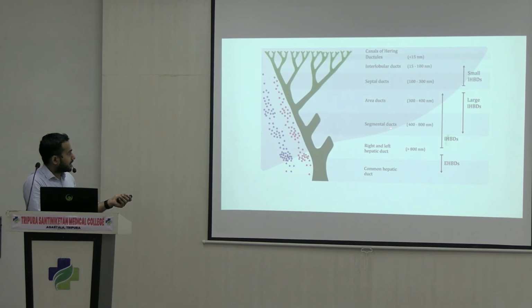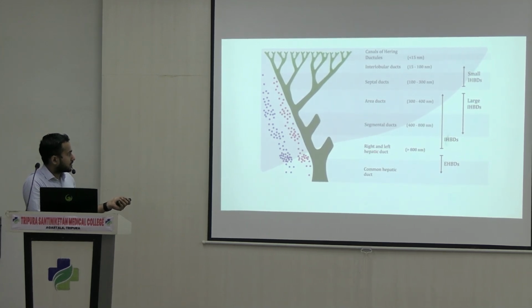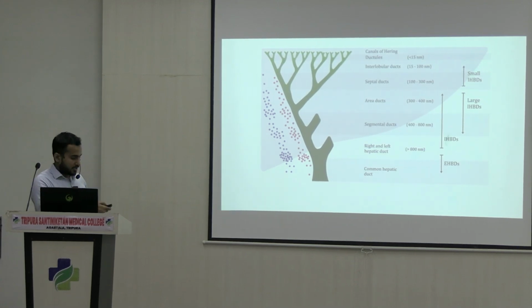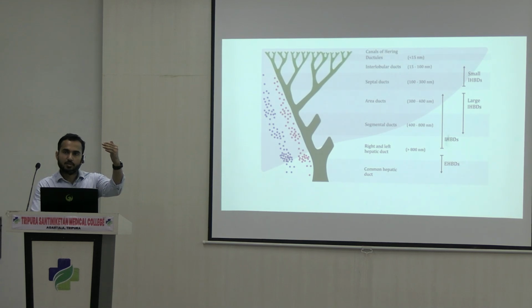As you can see, the diameter is increasing as we are going downwards. Then these segmental ducts will join to form the right and left hepatic ducts, and beyond that both will join to form the common hepatic duct. So up to this part is the intrahepatic biliary tree. Now how the bile is flowing: here you have to notice from where it is starting and how it is gradually draining.